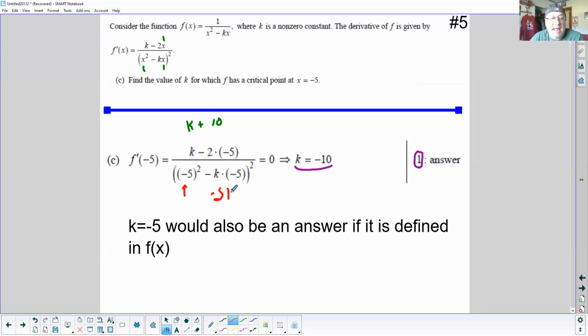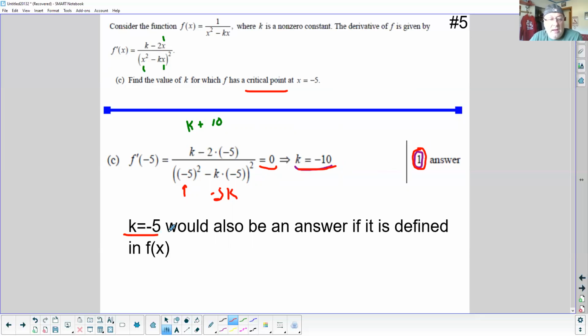It really doesn't make any difference as long as you end up with a 0 on the numerator to get a critical point. So basically, you're just checking to see when this numerator equals 0. Since this is k plus 10, it's going to happen at k equals negative 10. All you really need is the answer for this problem, so all this work can be done in your head or real quickly.